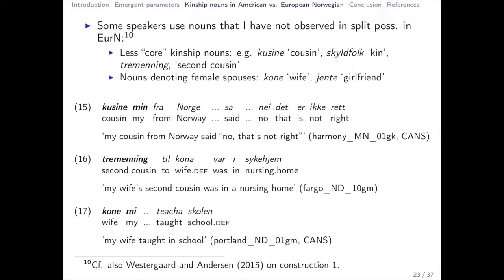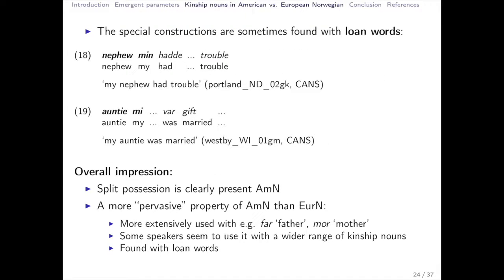Some speakers also use these constructions with nouns that I've not observed being used like this in European Norwegian. So they use them with less core kinship nouns like cousin or second cousin. And nouns denoting female spouses as well. I've not seen this in European Norwegian. So there are things like kusine mi, tremenning til kona, second cousin to wife, kona mi, wife mine. This has been observed before for construction 1 by Westergaard and Andersen. Also, we find it with loan words in a few cases. Nephew me, auntie me.